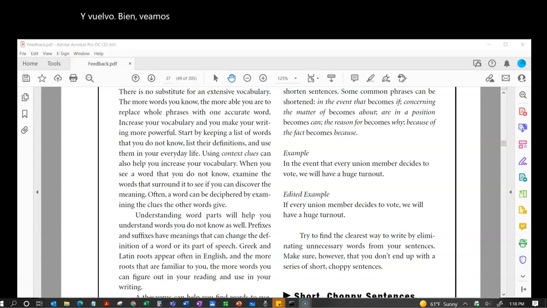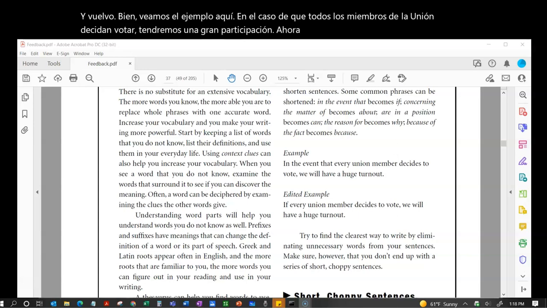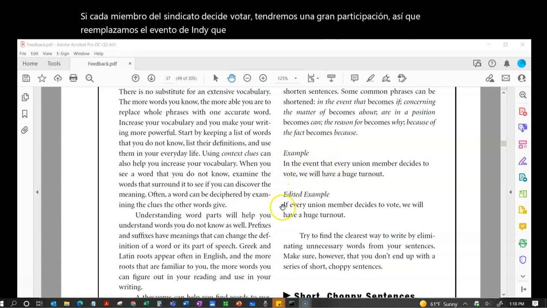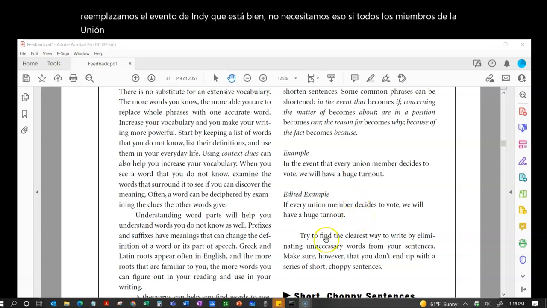Okay, let's look at the example here. In the event that every union member decides to vote, we will have a huge turnout. Now let's look at the edited example. If every union member decides to vote, we will have a huge turnout. So we replace the "in the event that," okay? We don't need that. If every union member decides to vote, we will have a huge turnout.